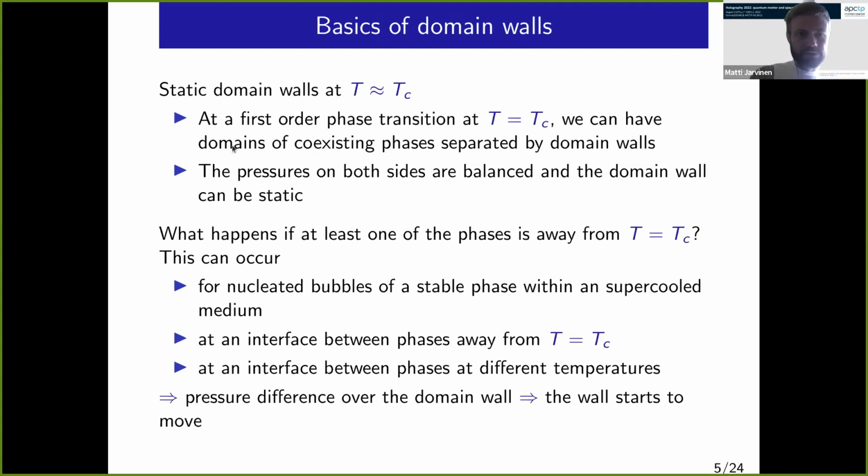And now, the basics of domain walls. When the temperature is close to the critical temperature, you expect to have static domain walls. You have a first order phase transition and domains of coexisting phases separated by a domain wall. The pressures on both sides are balanced and the domain wall is static. But if you drive the temperature away from the critical temperature, then you expect a moving domain wall. And there are different cases. You can have nucleated bubbles of stable phase within a supercooled medium, like you expect in the early universe. You can have an interface between phases away from the critical temperature, but at the same temperature, or an interface between phases at different temperatures. And you expect that there's a pressure difference over the domain wall and it starts to move.